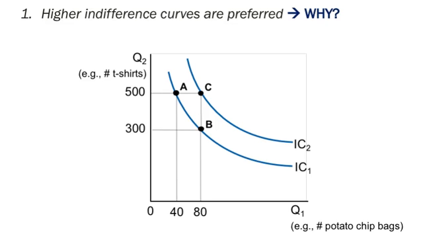Okay, so what this means is that coordinate C must reside on a higher indifference curve. And for reasons that we've just discussed, people prefer C to A and B. And so this higher indifference curve has to correspond to a higher fixed level of happiness or utility.